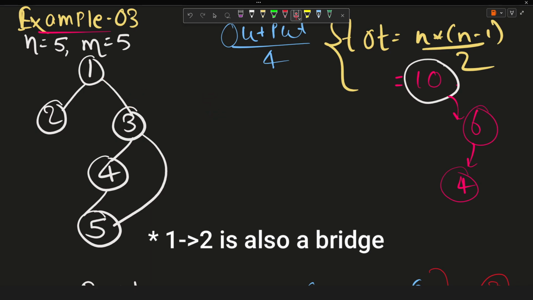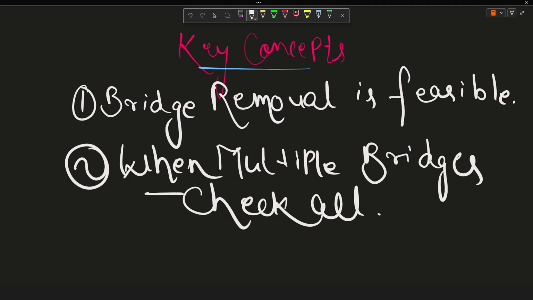But suppose the same graph had multiple bridges. It means that whenever we have multiple bridges in the problem, we will check the total number of pairs that we lose while removing each bridge, and thereby minimize our answer every time. I will very soon explain how we will do this, right? So the second thing that we understood is that whenever multiple bridges are present in an example, we will have to check all of those bridges, minimizing or maximizing our answer whatever is required every time.